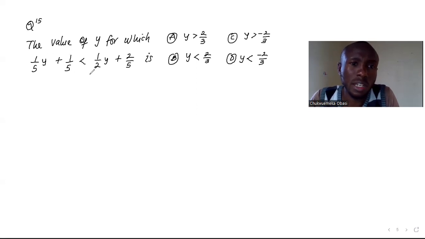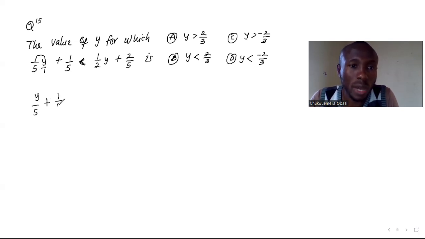Now, this is inequality. You have your less than sign here, and you want to find the value of y for which all of this holds. So now the next thing, you have 1 over 5y. Actually, you can also write 1 over 5y as y over 5, okay? So you don't get confused. A lot of students have issues with that. They wonder where this y belongs to. This is actually like y over 1. So 1 times y is y, and 5 times 1 is 5. So that's how to simplify that.